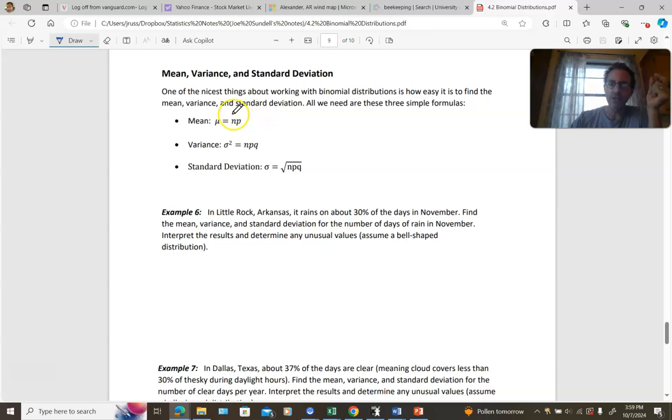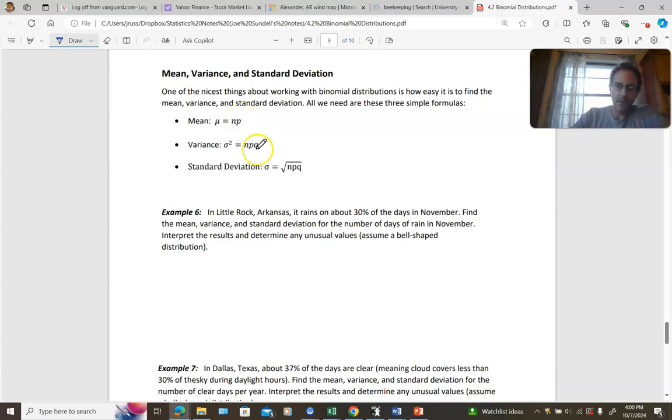To find the mean, it's just the number of trials times the probability of success. And I think this makes sense intuitively. For example, think about that LeBron James example that I gave in chapter 3. If LeBron James is a 70% free throw shooter, and in one particular game he goes to the free throw line exactly 10 times, you would expect him to hit 70% of those shots. So 70% times 10 is 7. Well, that's what this says right here: the number of trials times the probability of success for each of those trials.